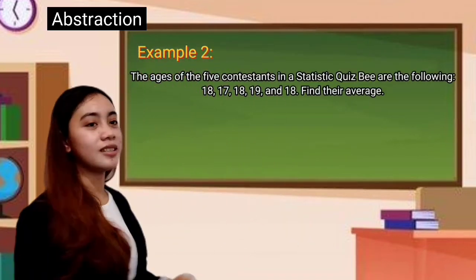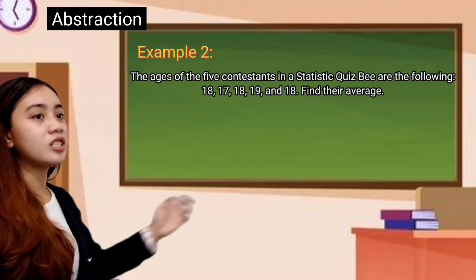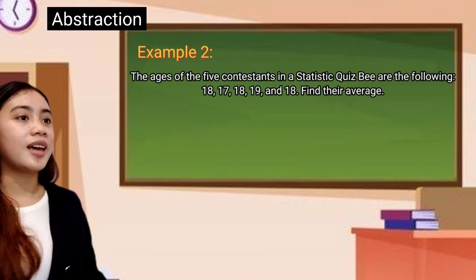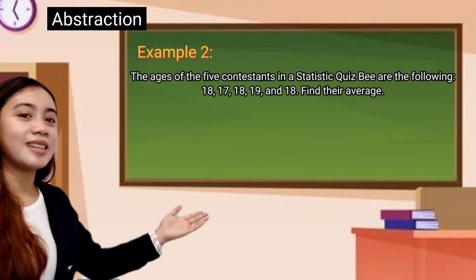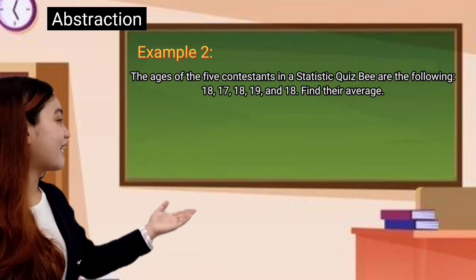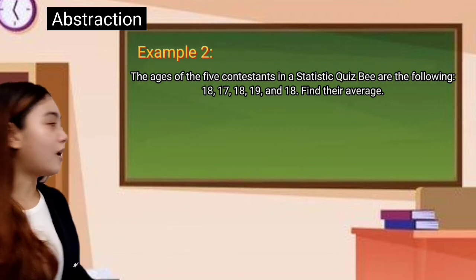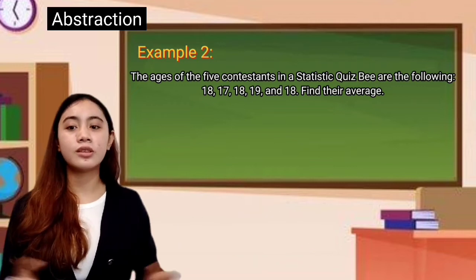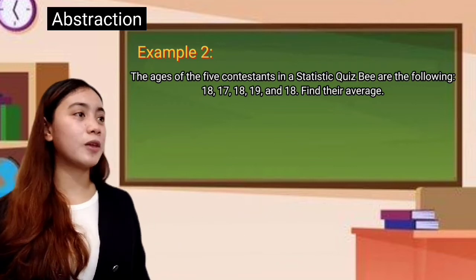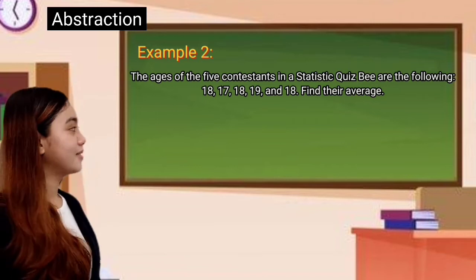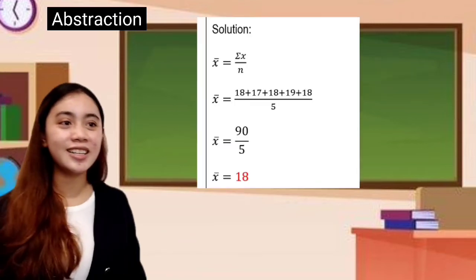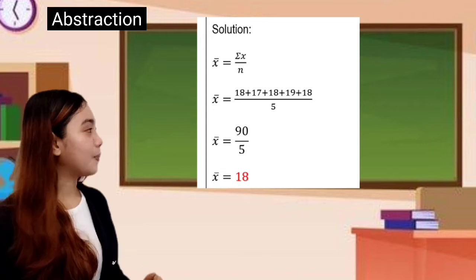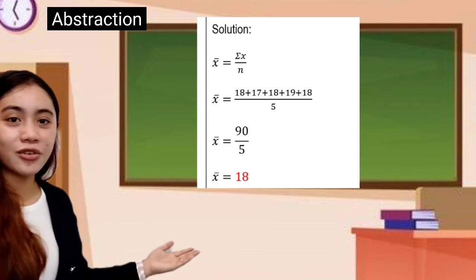So here is the problem. The ages of the 5 contestants in a statistics quiz bee are the following: 18, 17, 18, 19, and 18. Find their average age. Everybody, please, you can also solve. Okay, Reginald is done. So let's check his answer. Is Reginald's answer correct?